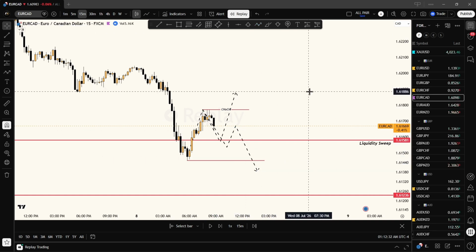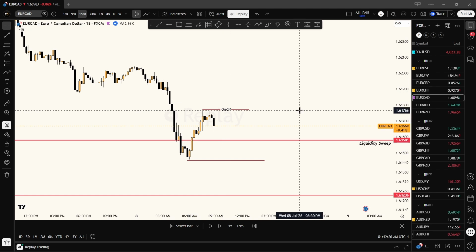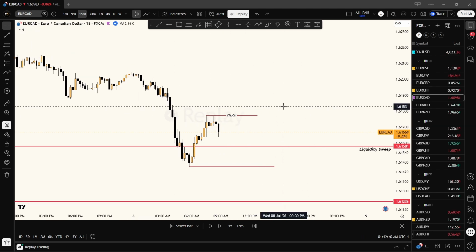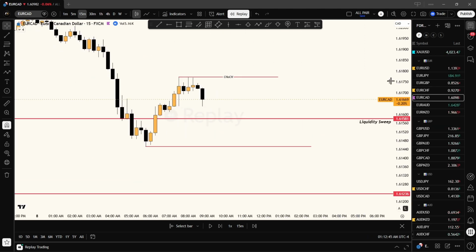Let's continue replay mode and move the chart forward. Will we get a bullish change of character, or will the bearish trend continue? Let's find out.